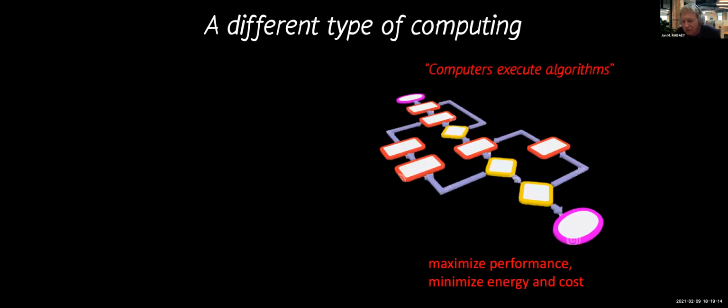As a result, it resembles a lot more what the brain does than what traditional computers do. If I look at a computer as it is today, as we've been building it for the last 50, 60 years, our computers are built to execute algorithms. We have a sequence of actions we want to perform, instructions we execute. And the goal of the design of those computers is to maximize performance while minimizing energy and cost. That's the way we have been thinking about computer architecture forever.